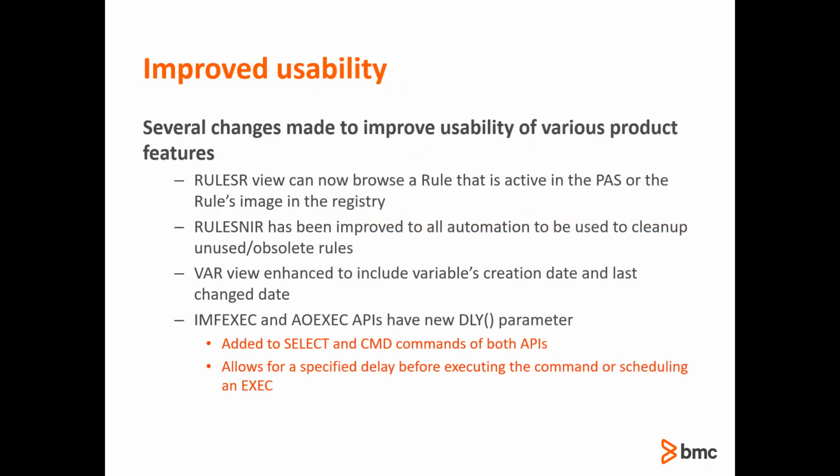Several changes have been made to improve the overall usability of various features in the product. The Rules R view provides a way to see the rules that are loaded and activated in the local PAS. The view has been enhanced to allow the user to browse the rule as it is found in the PAS's storage, or to browse the rule as it is stored in the rules registry.